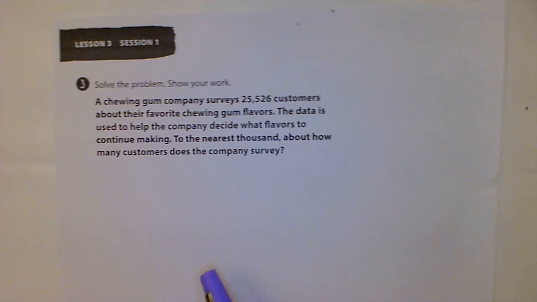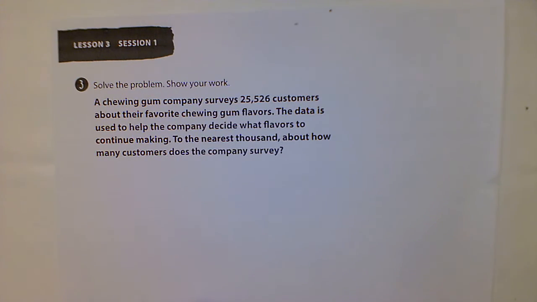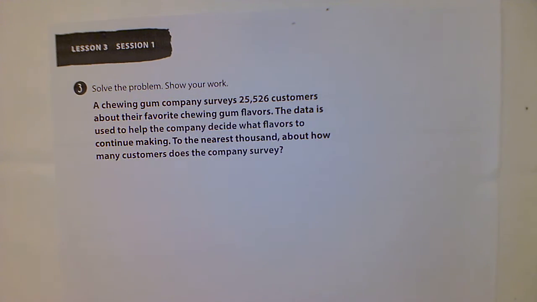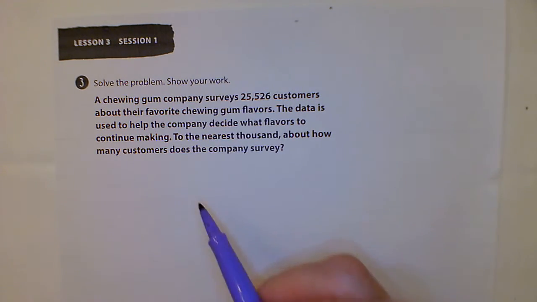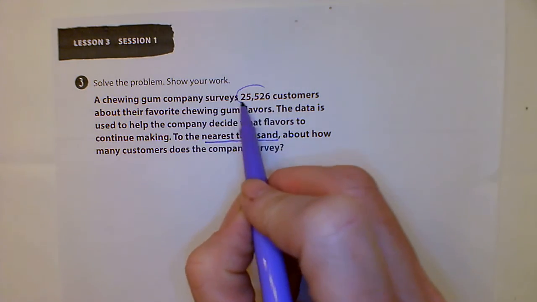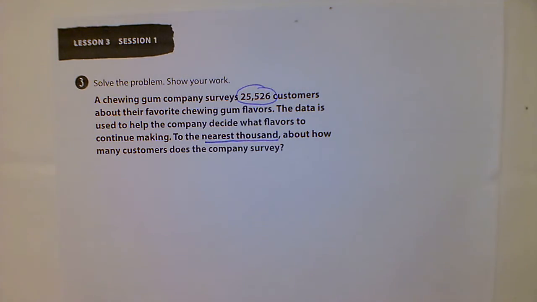But let me first read it. About their favorite chewing gum flavors. The data is used to help the company decide what flavors to continue making. To the nearest 1,000, about how many customers does the company survey? So again, this is a rounding question because we're estimating, we're rounding, we want to the nearest 1,000. So that's important information, and this is important information. Now, it's not telling us how we should solve this problem.